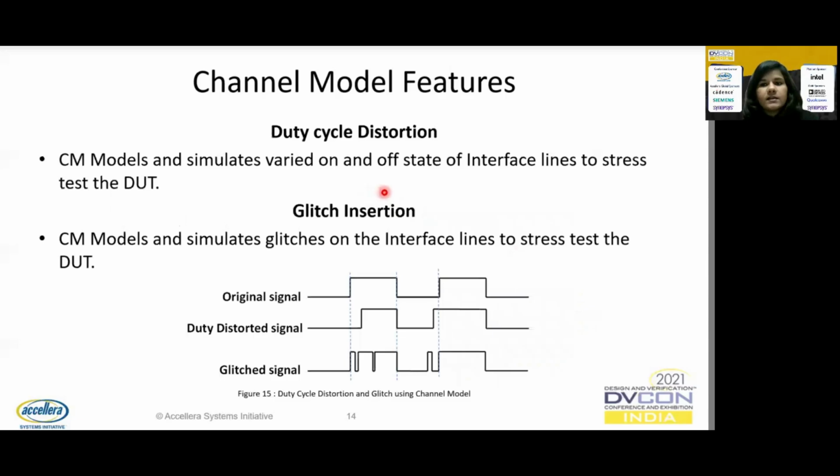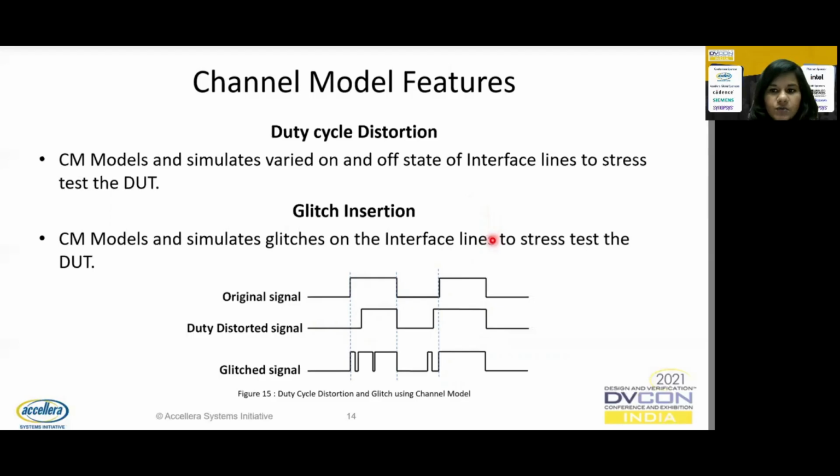The duty cycle of a signal can be varied due to temperature and the voltage fluctuations. We simulate this using our channel model by varying the on and the off states of the interface signals. Here we can see that the original signal has a duty cycle of 50%, whereas the duty distorted signal has its duty cycle decreased in this particular region and increased in this particular region. The percentage increase and decrease can be configured by the user.